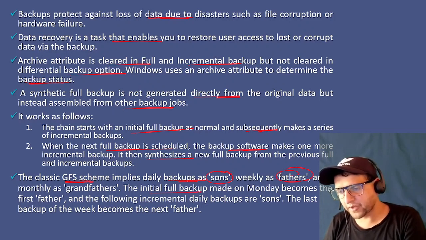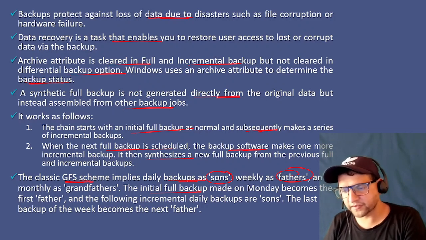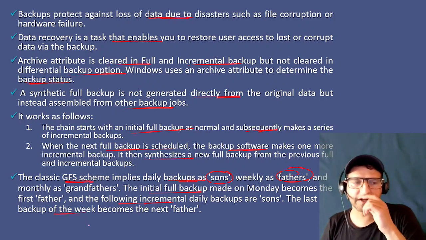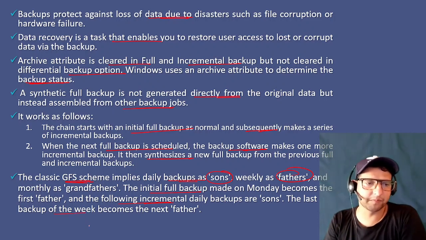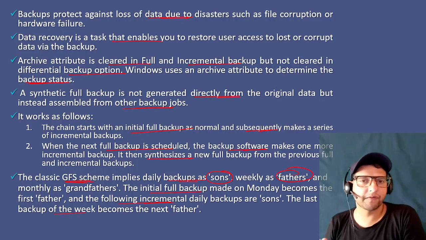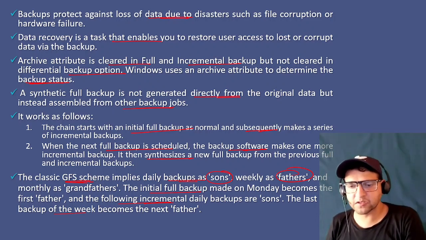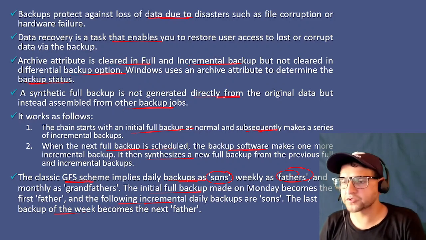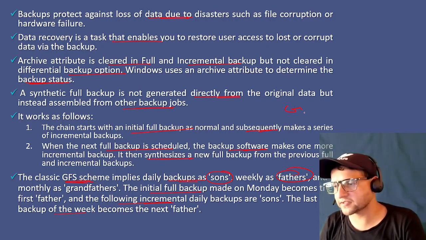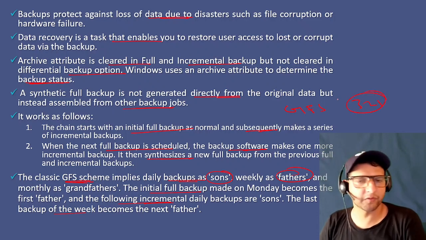The initial full backup made on Monday becomes the first father, and following incremental daily backups are sons, and the last backup of the week becomes the next father. So what happens is, it is a grandfather every one month, and every week you have a father, and daily backups are your sons. You need to remember this concept, because I was able to see a question on this GFS. There's another backup which is 3-2-1, which I'm going to cover. So please remember what they do.